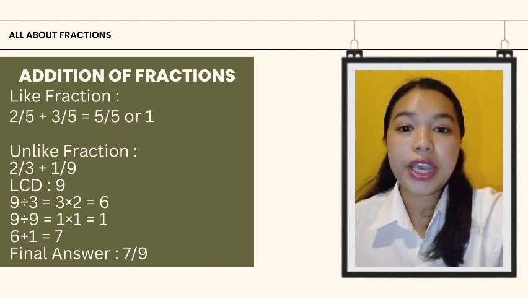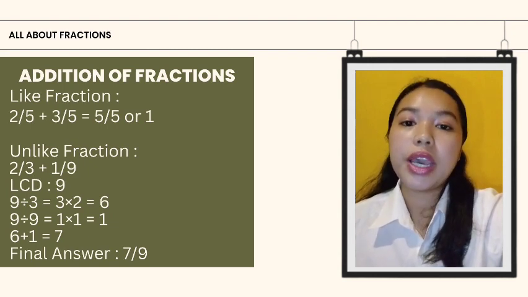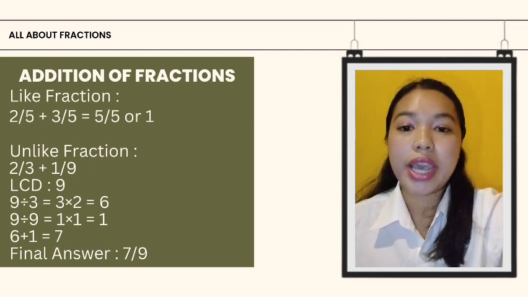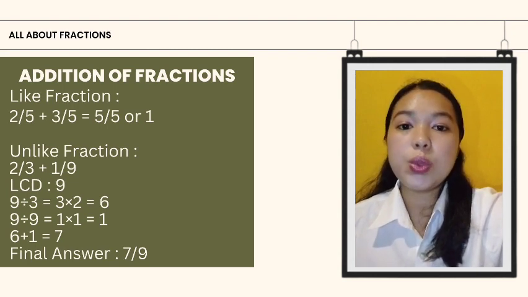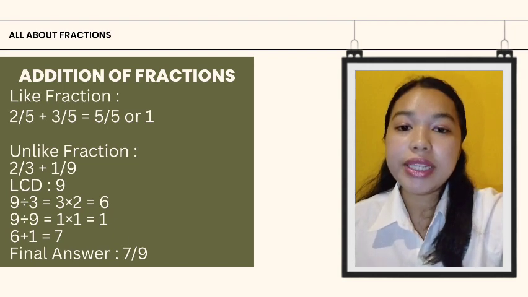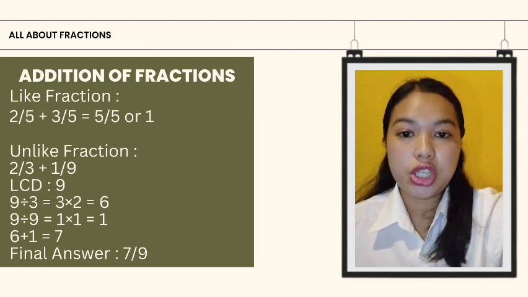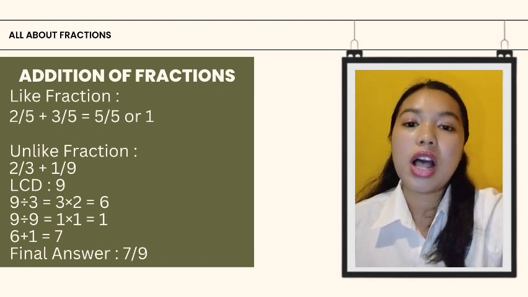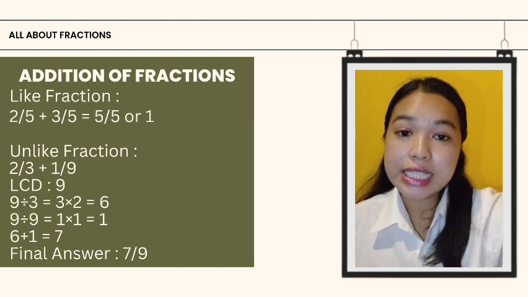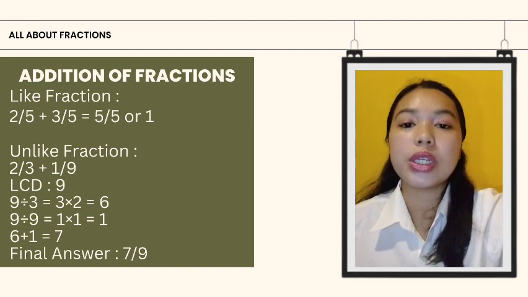Next step is to divide the LCD by the original denominator and afterwards multiply the quotient to the numerator. So 9 divided by 3, that is 3 multiplied by 2 equals 6. And 9 divided by 9, that is 1, multiplied by 1, still it is 1. Afterwards, let's proceed to addition. So 6 plus 1, that is equal to 7, and just copy the denominator.